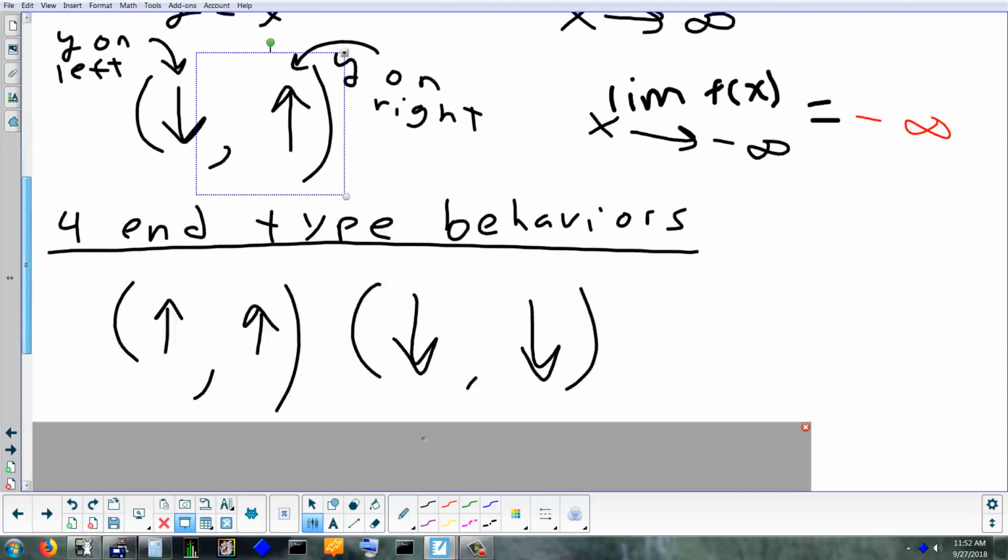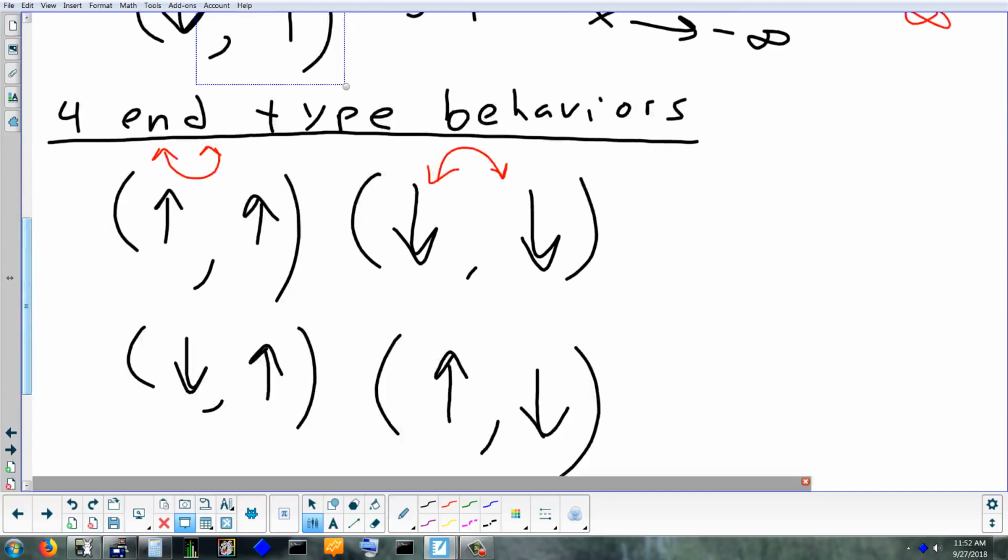You could have both ends up. Can anybody think of a graph where both ends point up and up? Is that a parabola? Yeah, we're on the right track. It's a parabola. So parabola, up, up, or if you flip the parabola over, down, down. Or the kind of graph I just showed you, where one end goes up, one end goes down. So this one would look like that. This one, more like that.